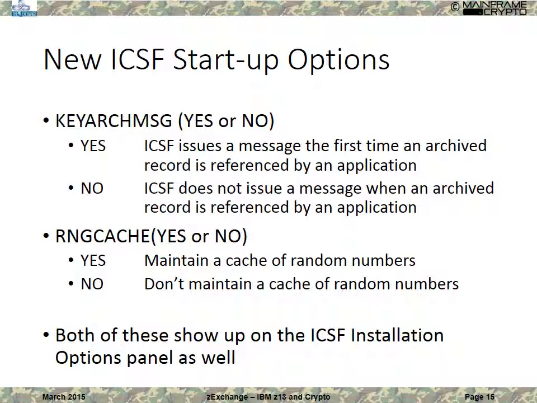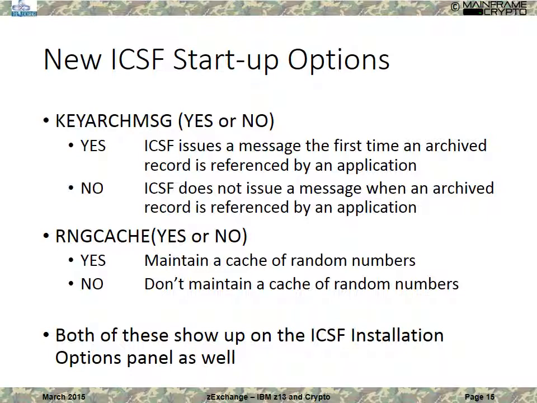So prior to this support, if you needed a random number, then presumably you were going out to the Crypto Express card and you had to wait for that to complete to get your random number. With the cache support that was introduced, when ICSF starts, it will build a cache of random numbers. And then when you execute an API to get one, instead of going out to the card, it'll just pull the next one out of the cache.